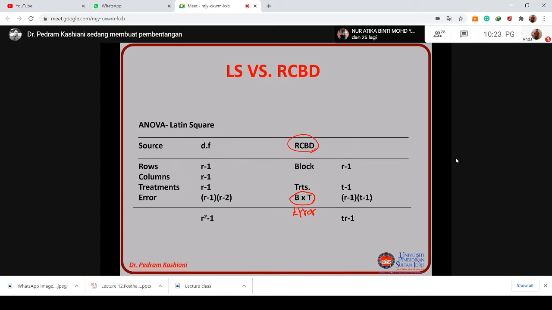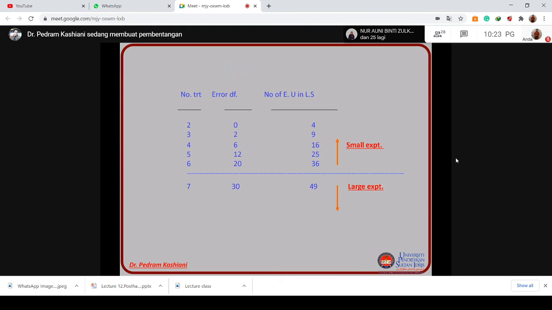So if you see something like this, this is the error for RCBD. Okay, I did this comparison also, we did.